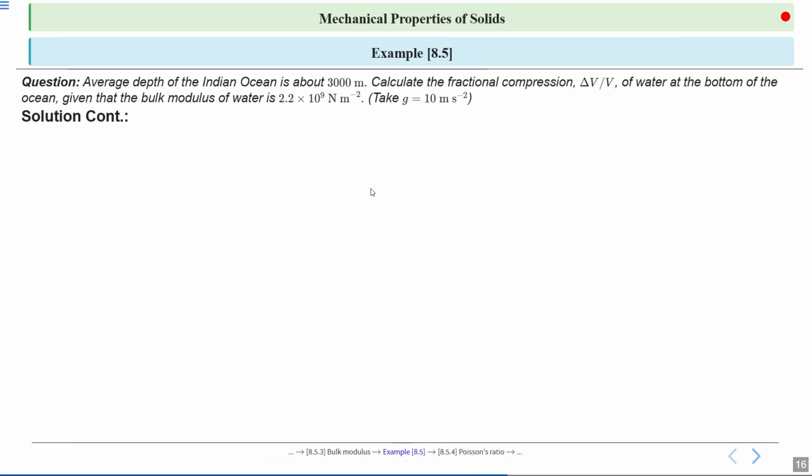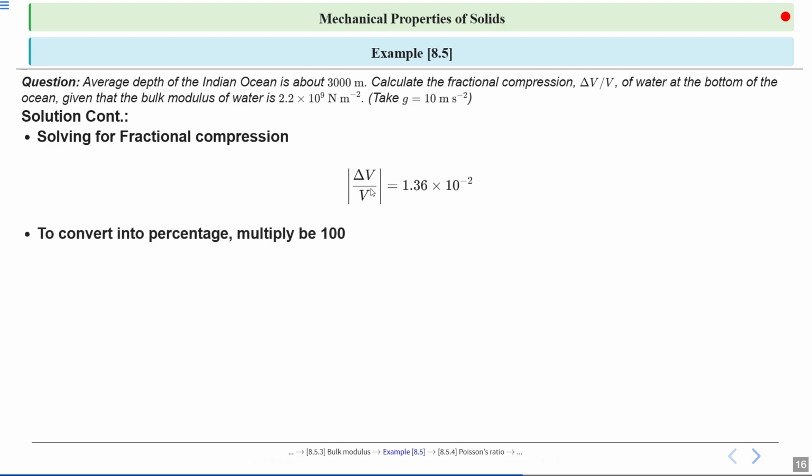Now solving the fractional compression. Fractional compression means the change in volume divided by the original volume, written as delta V over V. This tells us how much the water is compressed under the pressure at the ocean's bottom. So delta V upon V is equal to 1.36 times 10 raised to the power minus 2. This means that the volume of the water at the bottom is reduced by about 1.36% compared to the surface.